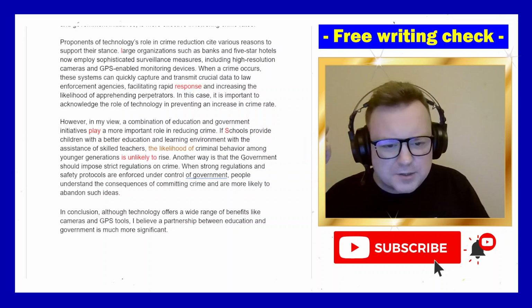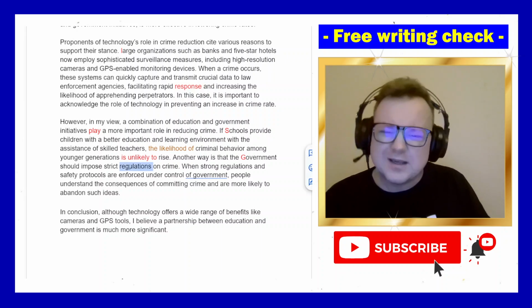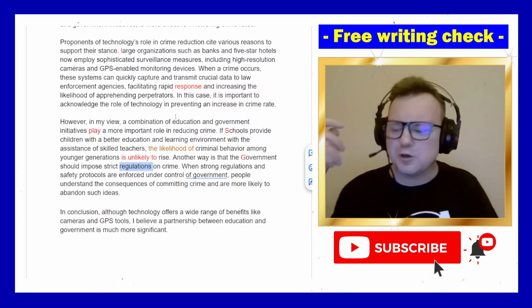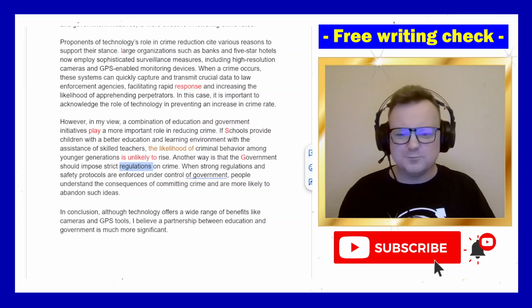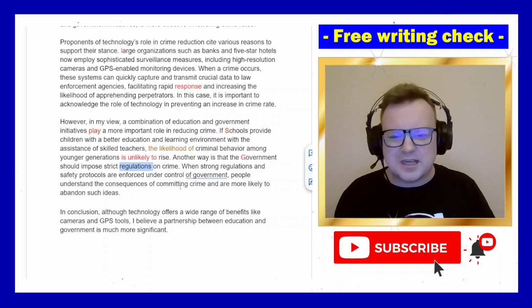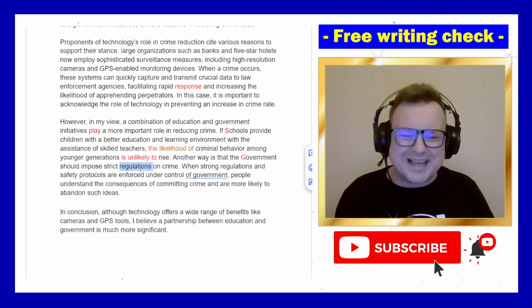Another way is that the government, don't know why this capitalization there. Another way of what? Okay. Another way is that the government should impose strict regulations on crime. Can you put regulations on crime? You can put regulations on, I don't know, banking things and investing and what teachers can and can't do. But I don't know about imposing strict regulations on crime.